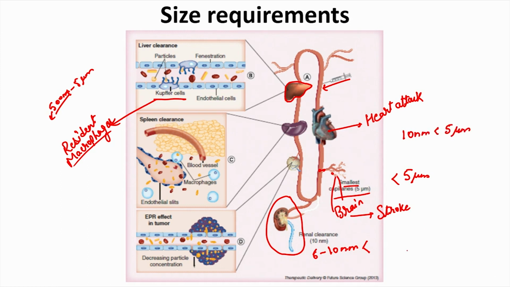Now we are saying that the liver will also take out 500 nanometer to 5 micron, even though not with very good efficiency, but it will still take them out. So ideally, if we really want long circulation, we are talking about 10 nanometer to 500 nanometer.